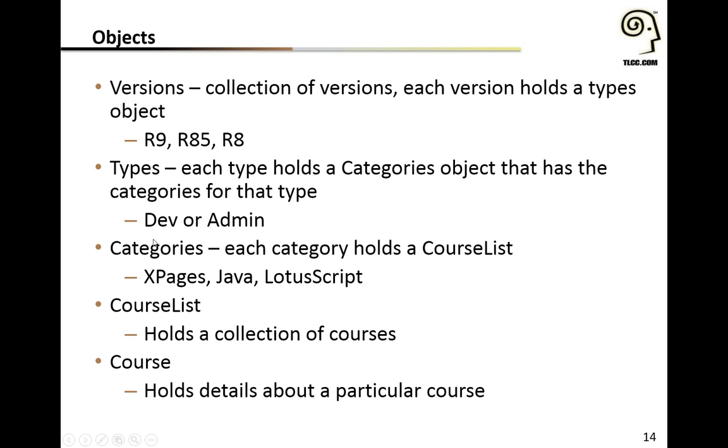Then moving up, my categories are either developer categories or admin categories. So I needed to have another table, a type table, that holds a categories table for the categories for that type. So I might have a developer type table, and in that developer type table, it would hold a categories table that has all my categories. And then finally above that, I have a version table that holds a type table for each version. And so as you can see, there's quite a hierarchy.